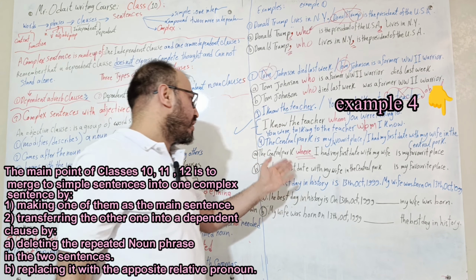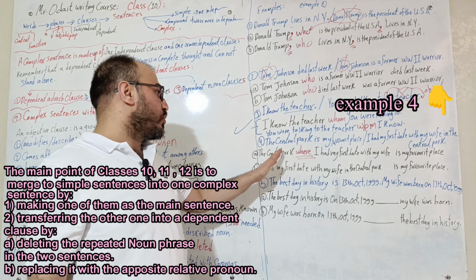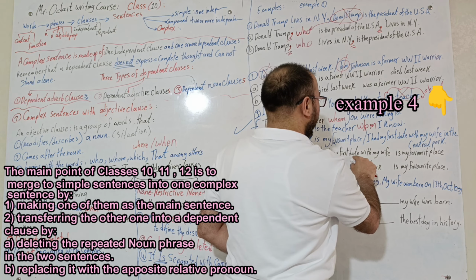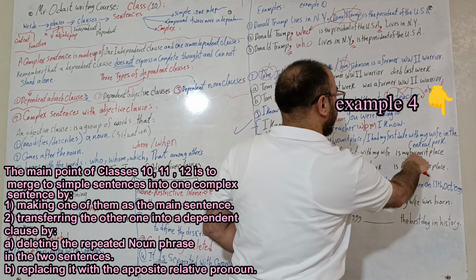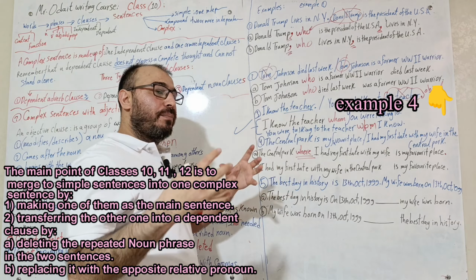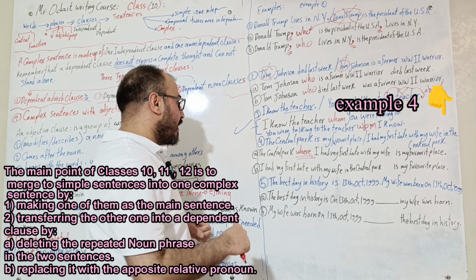The Central Park, of course, is a place. I say the Central Park where I had my first date with my wife is my favorite place. I finish this sentence with a full stop. Now it's a complex sentence. It was two simple sentences and I combined them into one complex sentence.